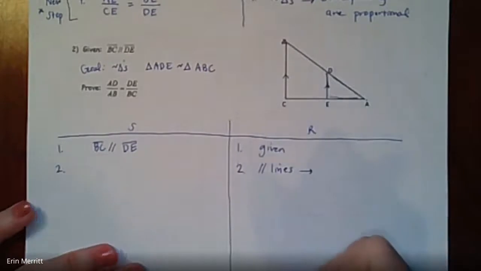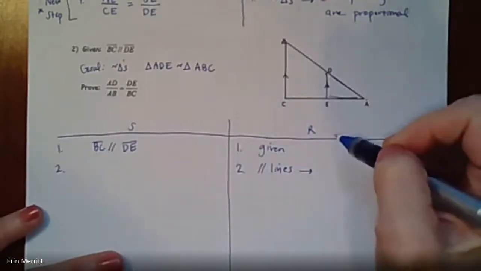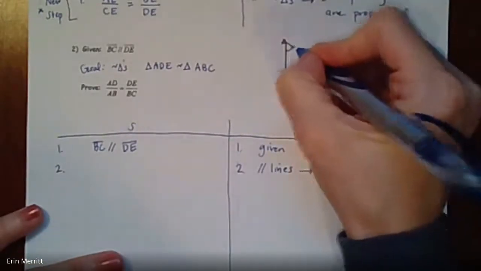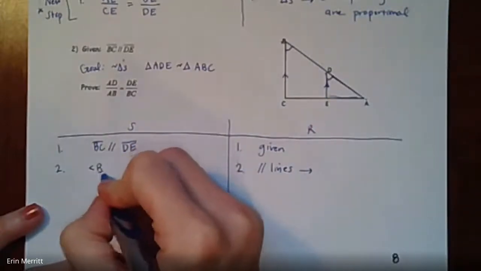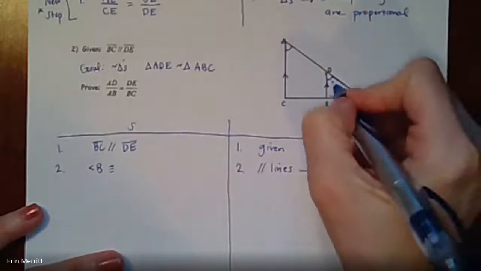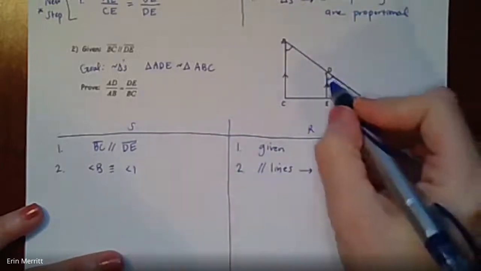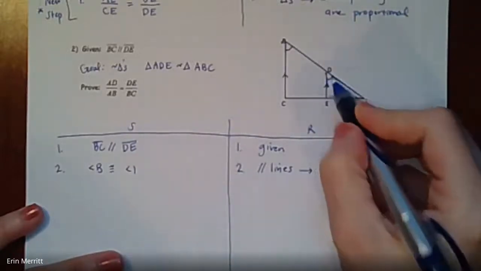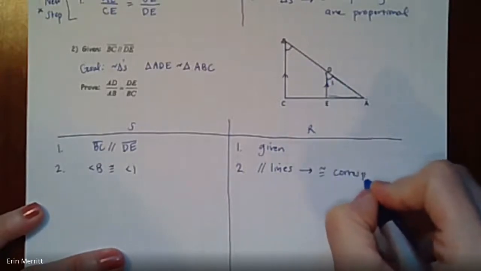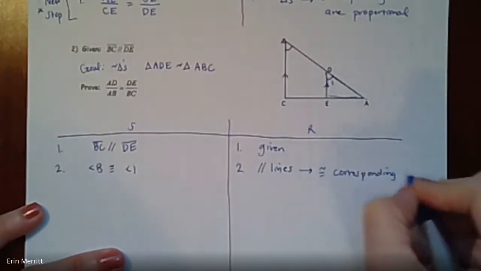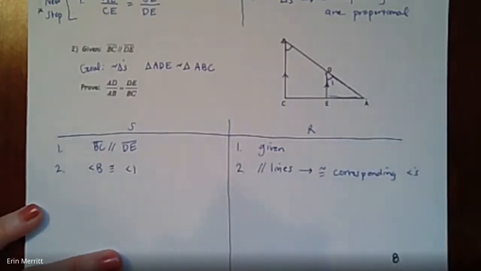Because of the shape of the diagram, we don't have the Z going on, but we do have our corresponding angles. So I can say that angle B is congruent to, maybe I'll call that angle 1, because angle D is not specific enough. There's multiple angles there. And that would be congruent corresponding angles.